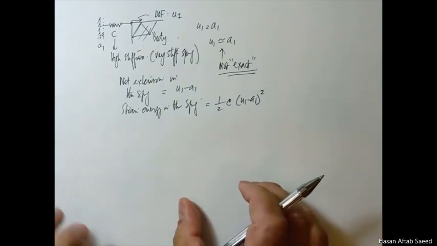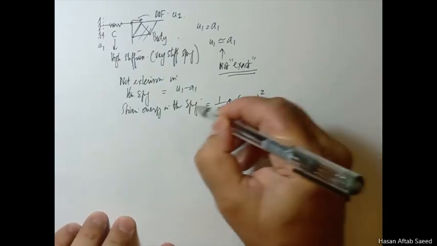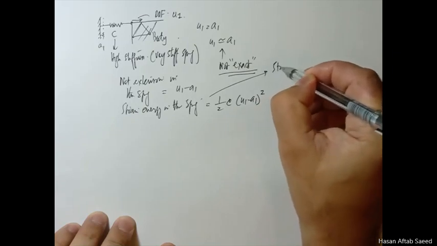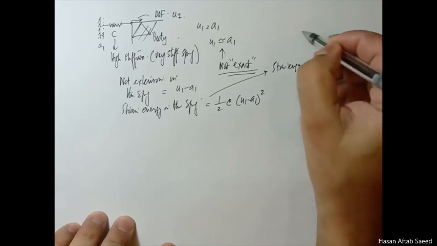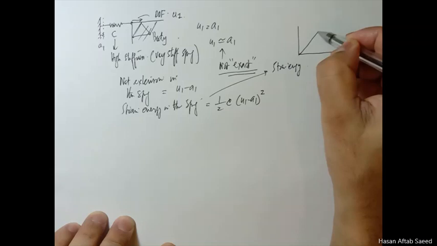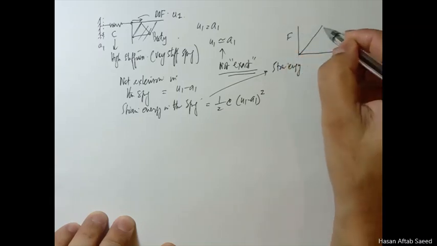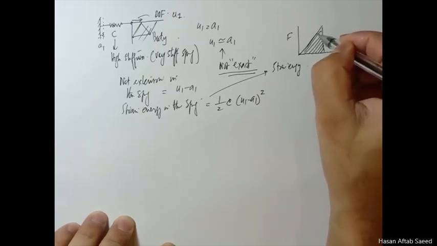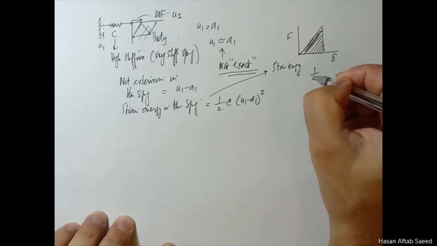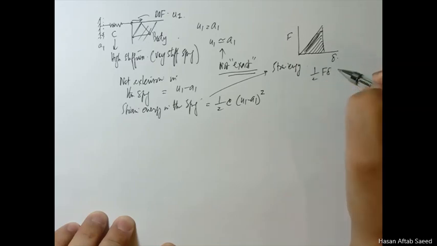Let me explain this term. The strain energy is, this is the load, this is the deflection of a spring. For example, you have this sort of deflection, then the strain energy is this area under the curve. So strain energy is basically half into this.